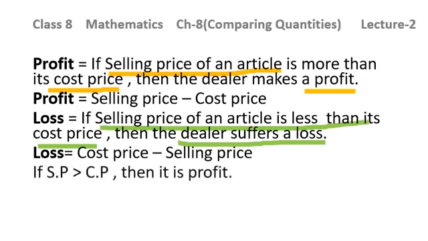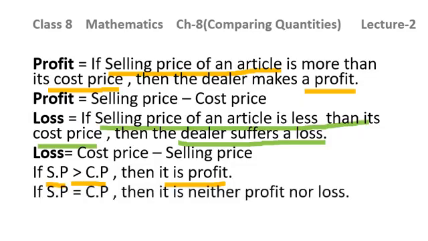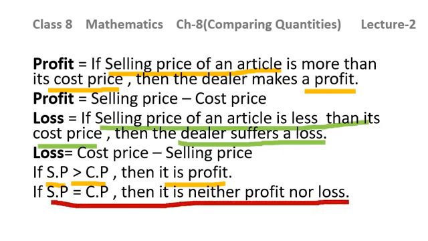Now in short, I have written here: if SP, that is selling price, is greater than CP, that is cost price, then it is profit. If SP is equal to CP, then it is neither profit nor loss. That is, if you are purchasing an article for rupees 100 and selling the same article for rupees 100, then it is neither profit nor loss.